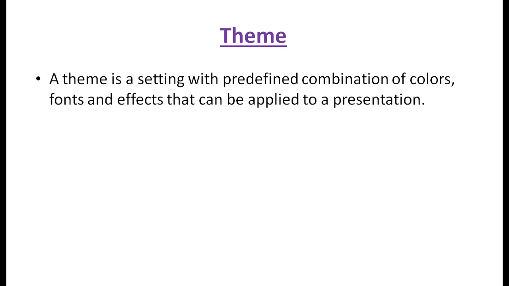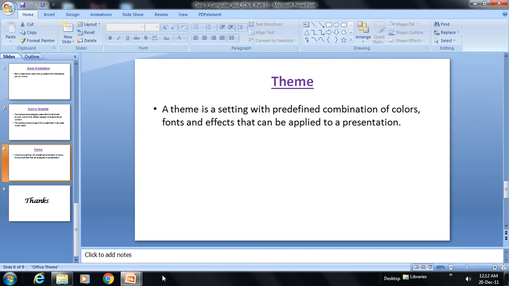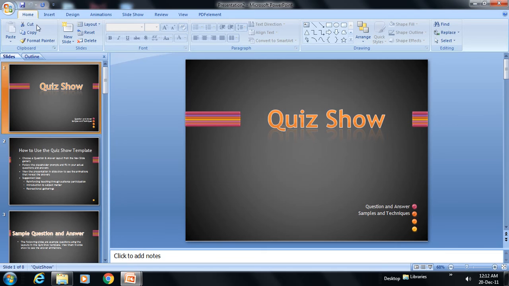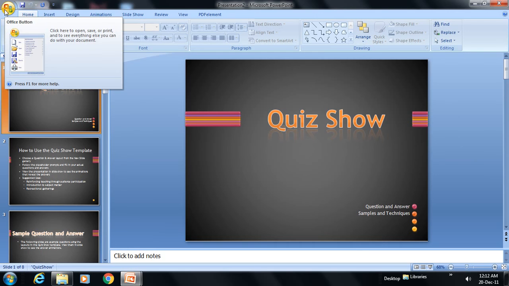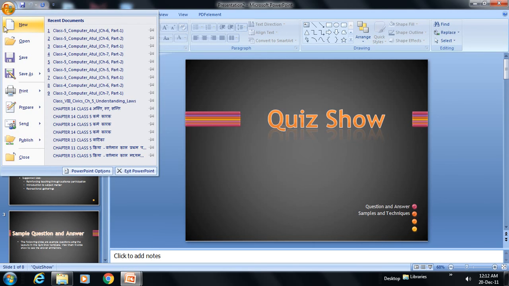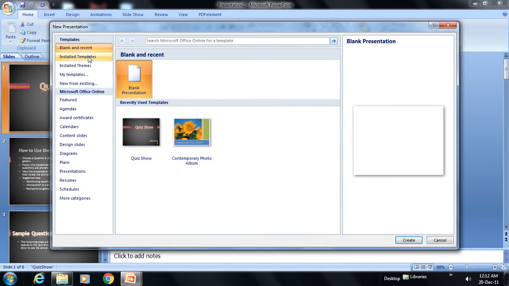Next is theme. A theme is a setting with a predefined combination of colors, fonts and effects that can be applied to a presentation. Once again, a theme is a setting with a predefined combination of colors, fonts and effects that can be applied to a presentation. How? Let's see. The process is the same. If you want to change the theme of this presentation, what you need to do? You need to click over here on the office button, click on new. See, below the installed templates, the installed themes option is there. You need to click over here.